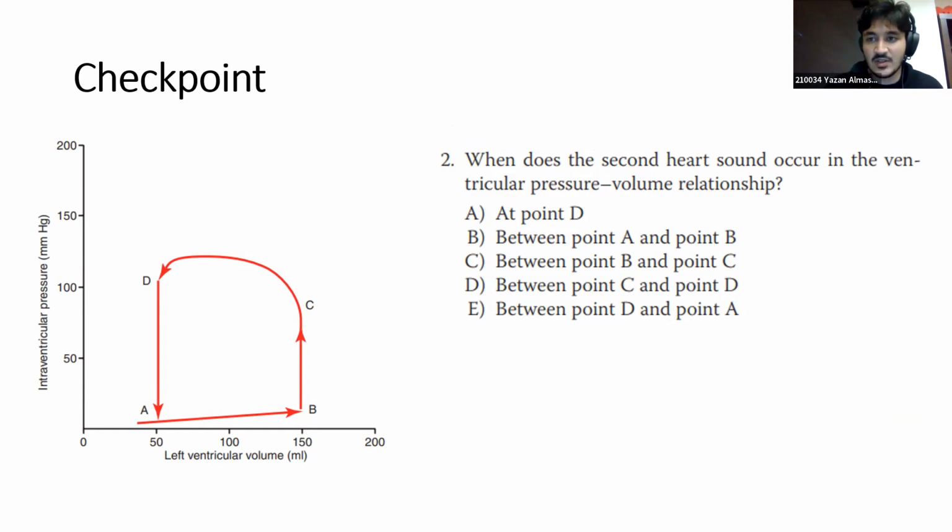So the question says, when do you hear the second heart sound in the PV loop? Where do you hear the second sound? Does anyone know? No, it's not C. Let's see another answer. Is it A? Okay, so the answer is A.